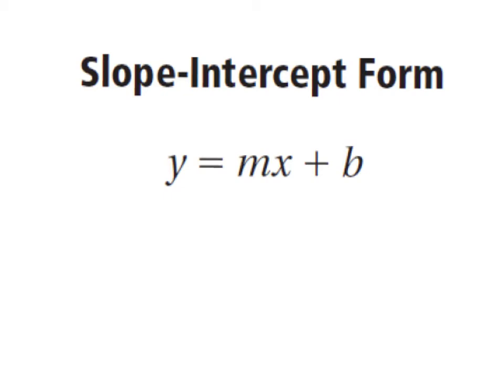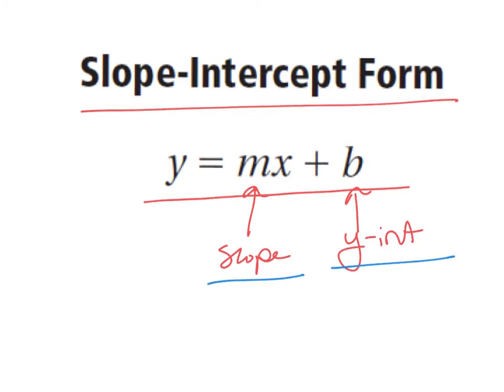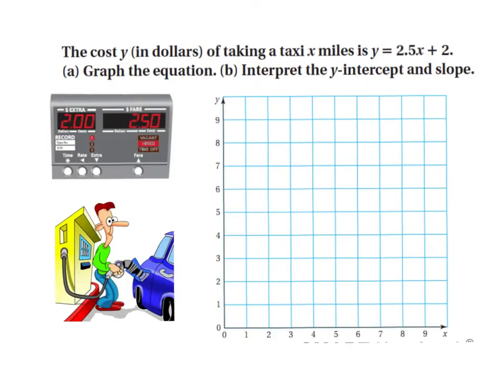The very first linear form you learned was slope-intercept form, y equals mx plus b, where m is the slope and b is the y-intercept. By now we should be getting really good at this. What is slope-intercept form? Y equals mx plus b. M is the slope, b is the y-intercept. In this lesson, we're going to figure out what exactly slope represents and what exactly the y-intercept represents in terms of word problems. So let's start out with a word problem here.